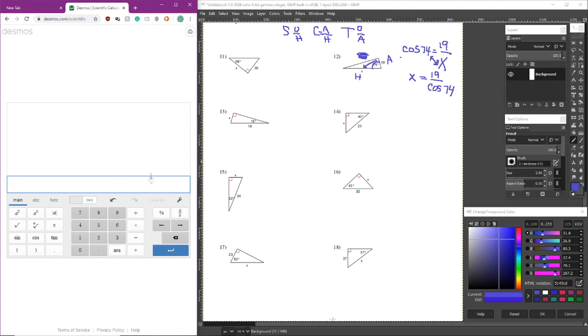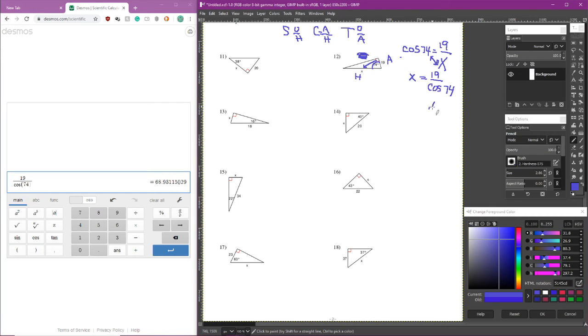So we'll do that. 19 divided by cosine of 74. And that ends up being 68.9, and the 3 after the 9 isn't enough to make that round up, so it's just 68.9. So x equals 68.9.